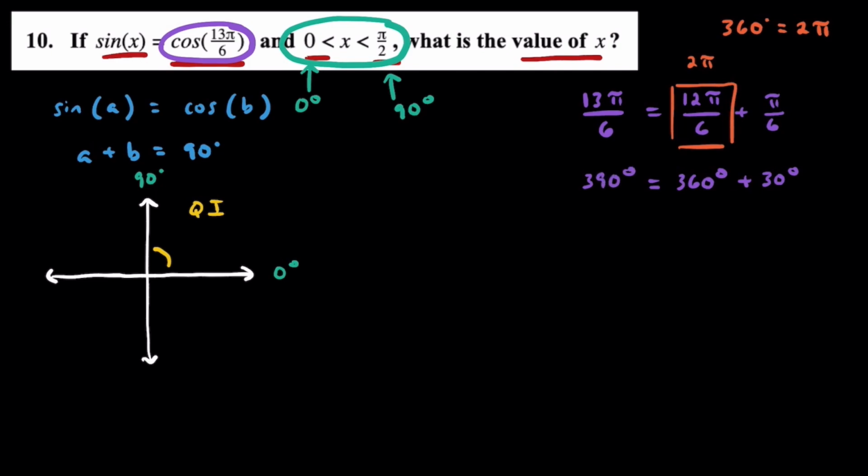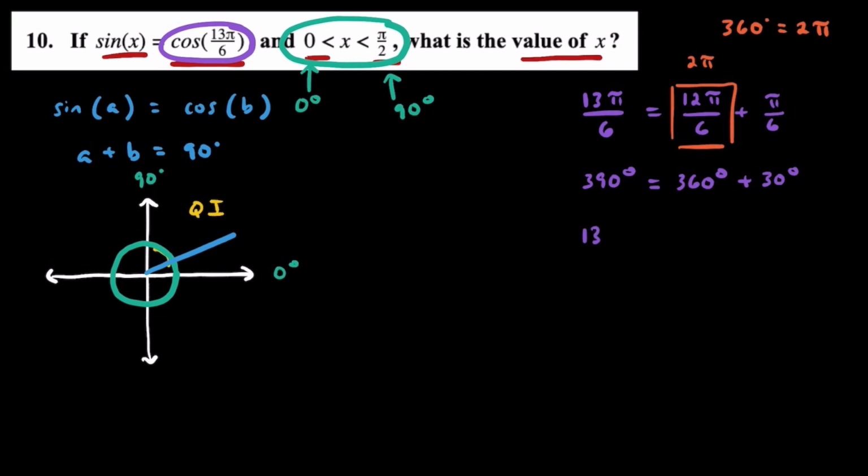Now at this point, it's important to remind you that when we're drawing an angle, we start on the horizontal positive x-axis and we move counterclockwise. So if we were to move a full 360 degrees, we would be back at 0, and move another 30 degrees, we would actually end up somewhere right over here, right? 30 degrees away from the horizontal x-axis.